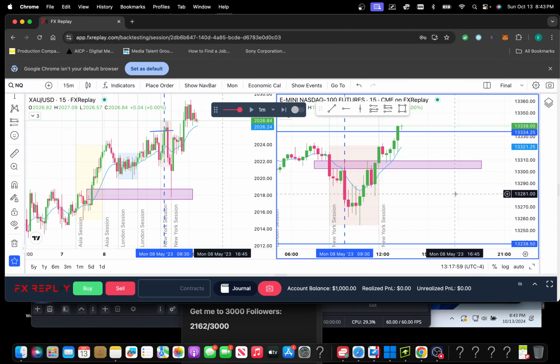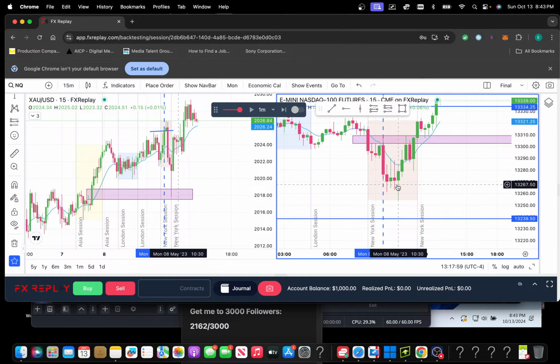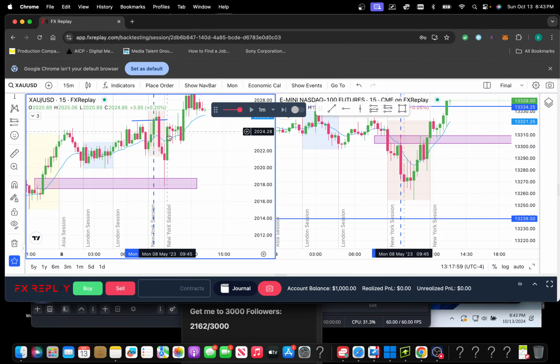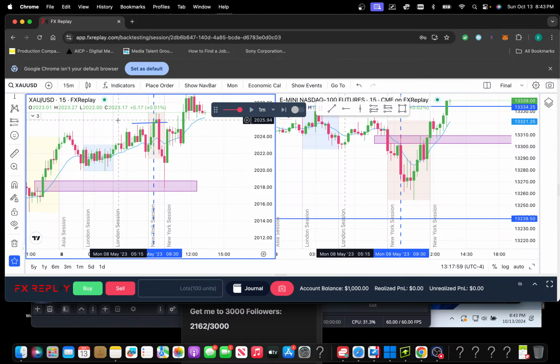Boom. Great trade. And when that trade, 10:30. So at 10:30, you finally start to move up. Not terrible price action on NQ, but I would say gold was better. Gold was like, hey, boom.